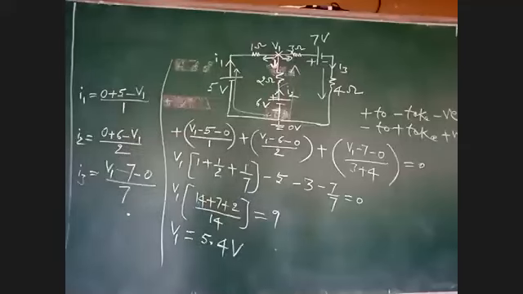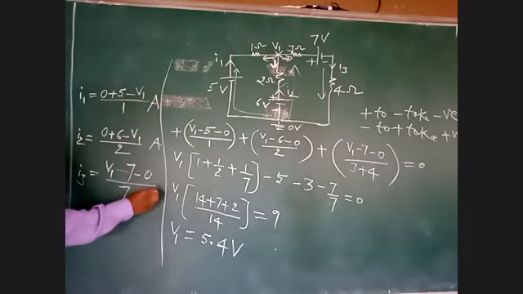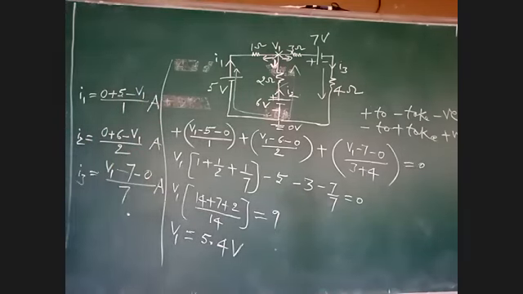Now we know V1. We can determine branch currents I1, I2, and I3. Write down this. The unit is ampere. Current unit is ampere.